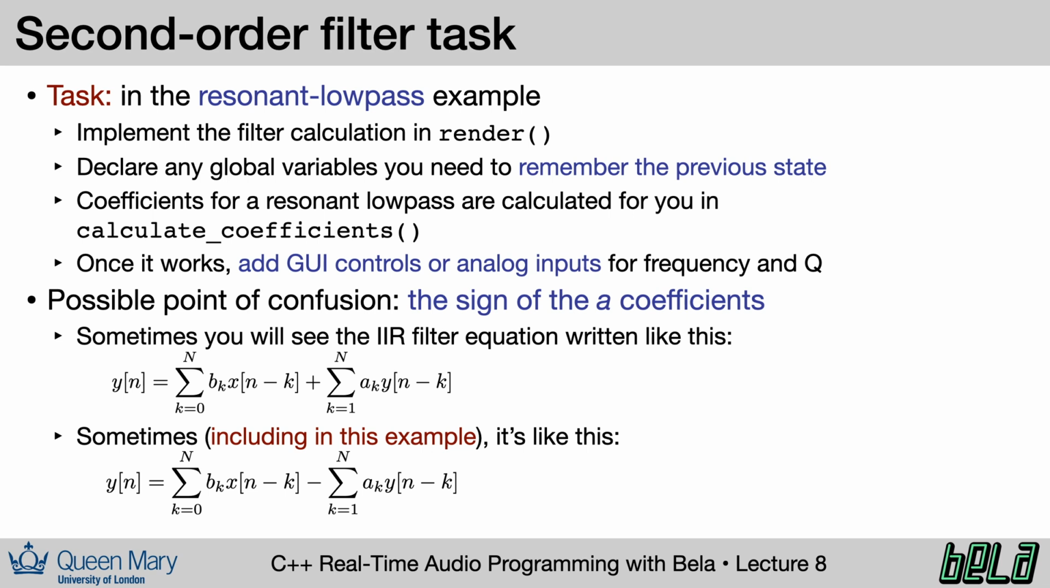You can always work it out mathematically, but sometimes it's pretty easy just to try it both ways and see which way works. Pause here, try this. You'll be able to tell that it's working because you'll be able to change the tone of the guitar by changing the frequency and the Q of the filter.